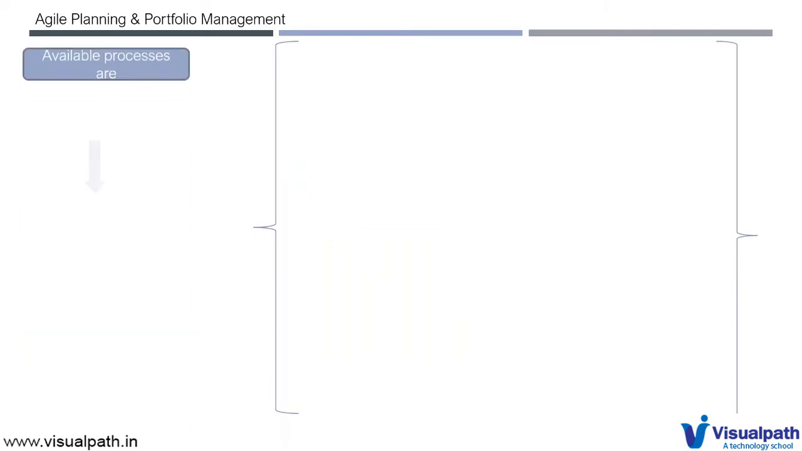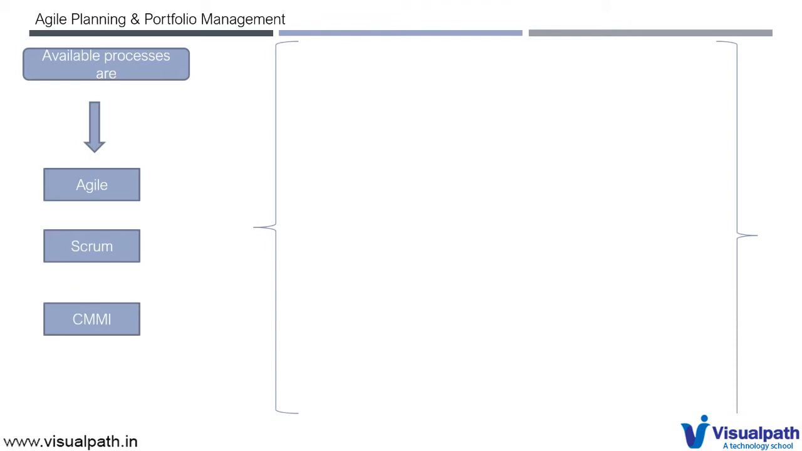And there are some other areas that we just saw. So available processes, right? We just saw when we were creating the Azure DevOps project, that is Agile, Scrum, CMMI. So we will be using Scrum, and of course I did not mention the basic because nobody will be using the basic template.